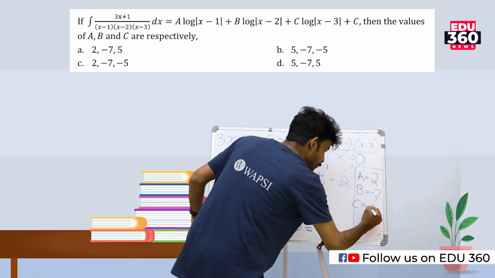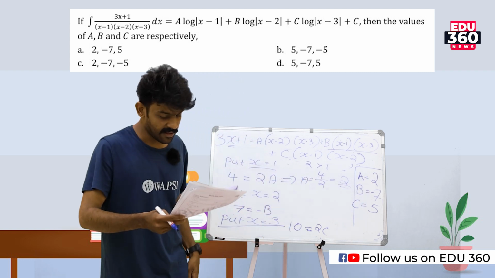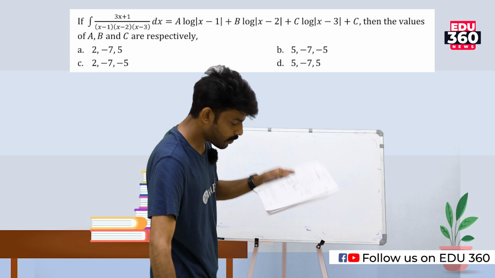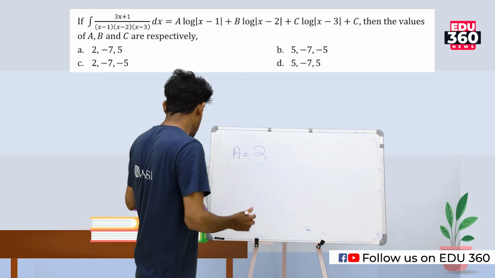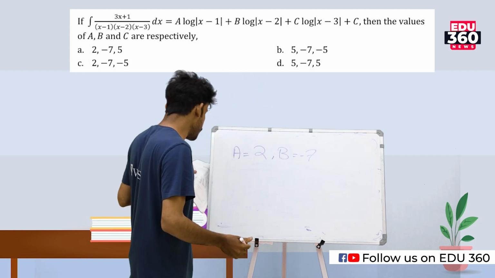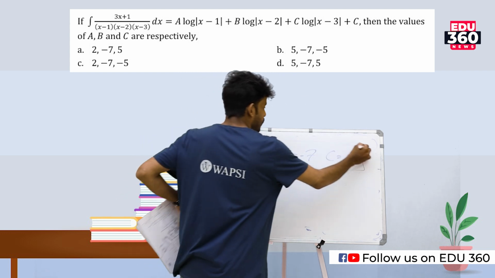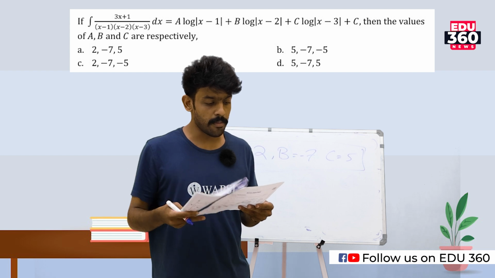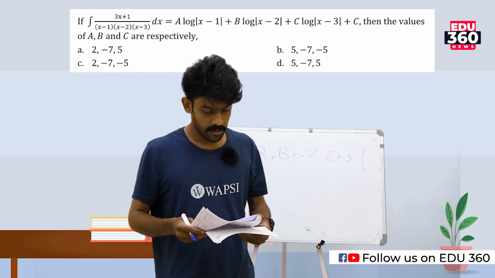C is equal to 5. So the value of A is equal to 2, B is equal to minus 7 and C is equal to 5. These are the answers. So let me write it once again. A is equal to 2 and B is equal to minus 7 and C is equal to 5. So this is the final answer. Now look at the options. You can see that 2, minus 7, 5. So option A is the correct answer for the second question.